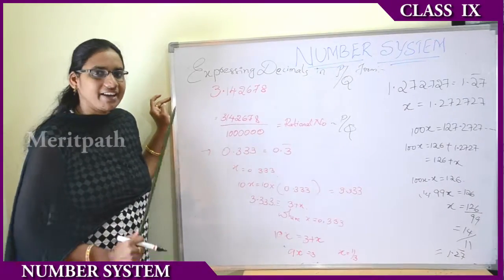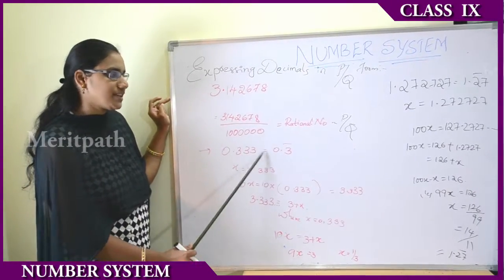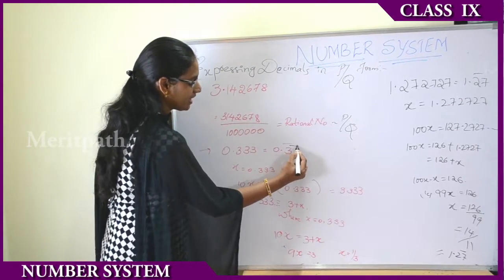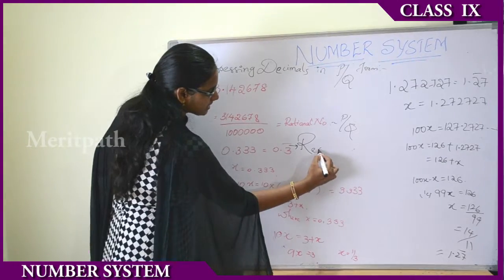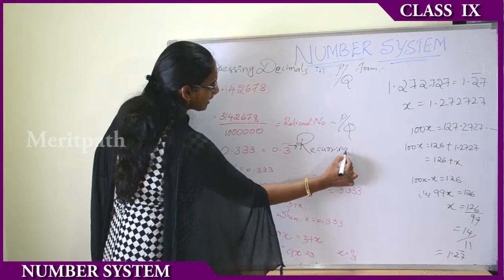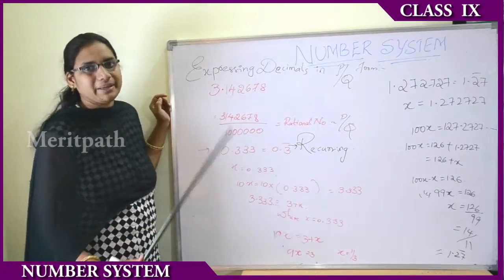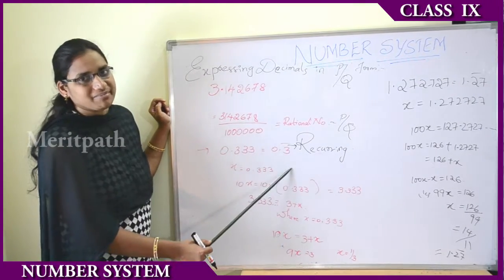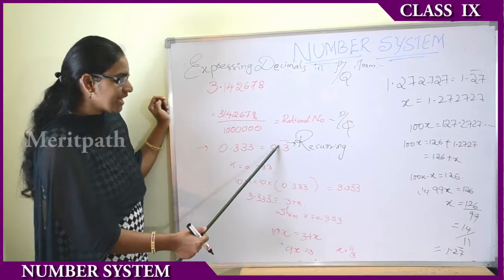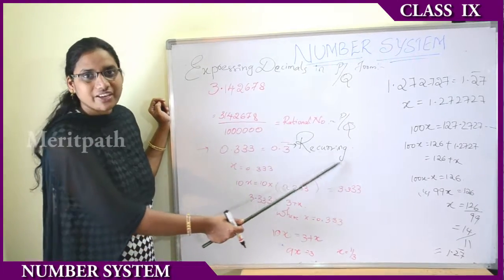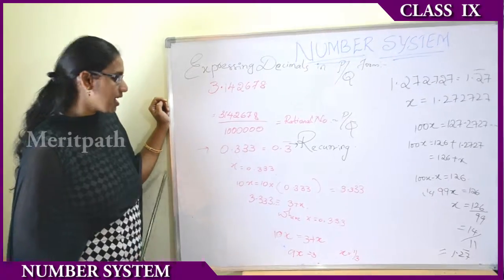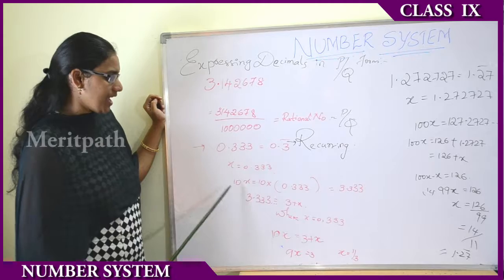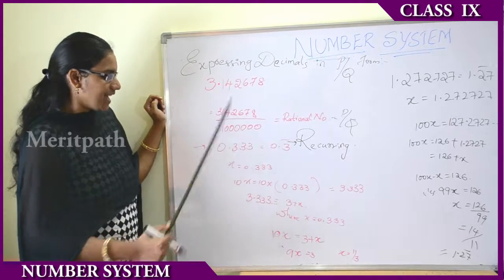Now, let us take another example, that is 0.33. 0.3 bar itself denotes recurring. Recurring means the number itself is repeating. 3 is itself repeating unlimited times. So, we denote it as 3 bar, that is known as recurring. Now, let us take, for example, x equals 0.33. It can be written as 10x.